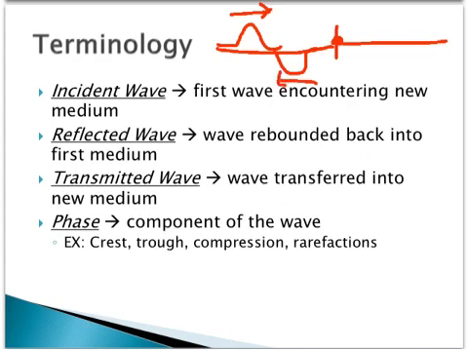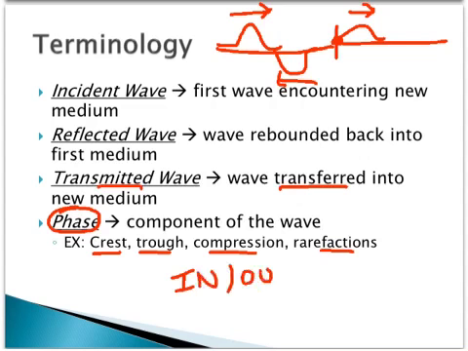And then there's also the transmitted wave. The transmitted wave, think transmit or transfer. That's the part of the wave that is transferred into the new medium. And then lastly, one of the terms you'll hear me talk about is phase. What I mean by phase is really the component of the wave, whether it's a crest, trough, compression, or rarefaction. Those are called the phase. You'll hear me say two things: either something is in phase or out of phase. I may talk about the phase being inverted, something like that. Talking about crests and troughs, we can also relate this to sound in terms of compressions and rarefactions.